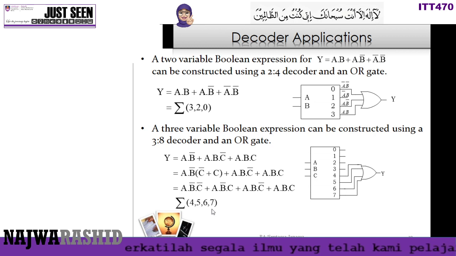When you want to draw your decoder with the OR gate, you must have 3 inputs, because here we have A, B, C. So 3 inputs, and the possible outputs are 8, and it only sums 4, 5, 6, and 7. So 4, 5, 6, and 7 go into the OR gate, and then it will be equal to Y. Okay, so that's all for the decoder part.